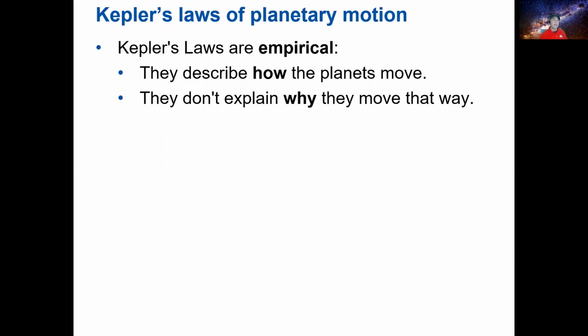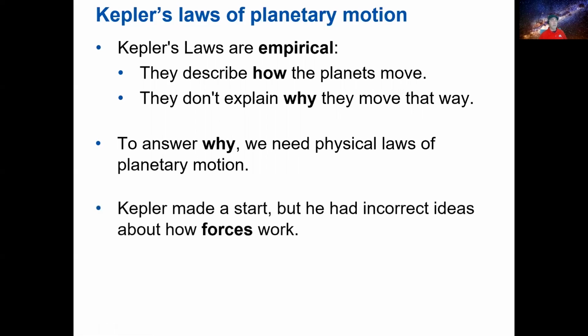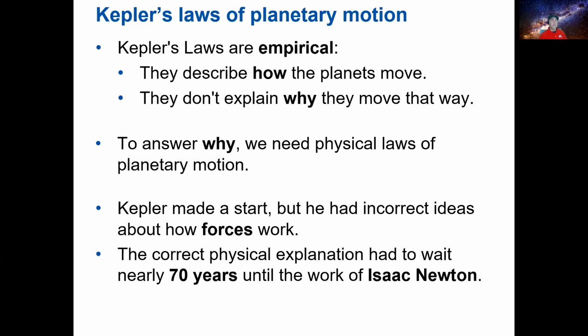Kepler's laws are empirical. They describe how the planets move and not why they move that way. To answer why, we need physical laws of planetary motion. Kepler made a start, but he had incorrect ideas about how forces work. The correct physical explanation had to wait nearly 70 years until the work of Isaac Newton, which we'll discuss in the next video.